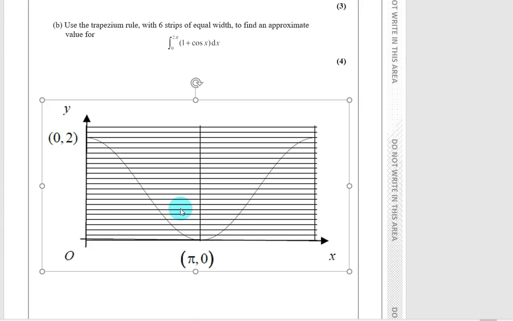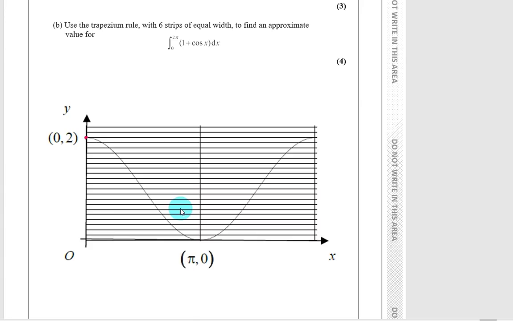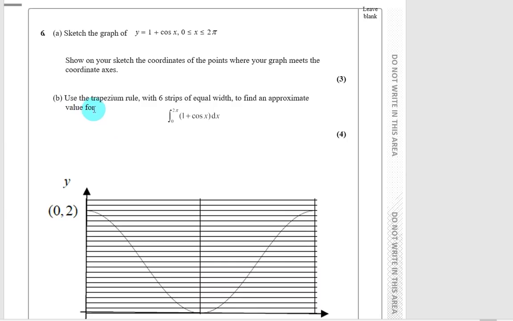You need this point, which is at the y-axis, and you need this point also at the x-axis. Okay. Use trapezium rule with 6 strips of equal widths to find an approximate value for integration of 1 plus cosine x dx from 0 to 2 pi.